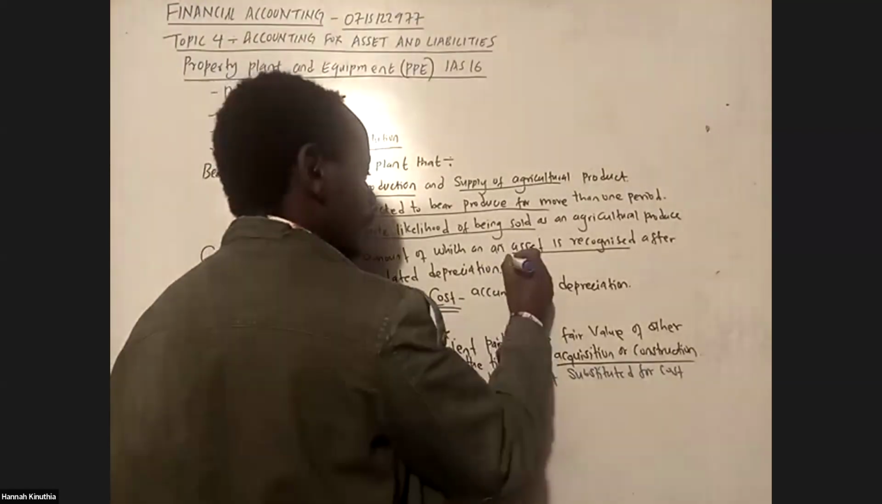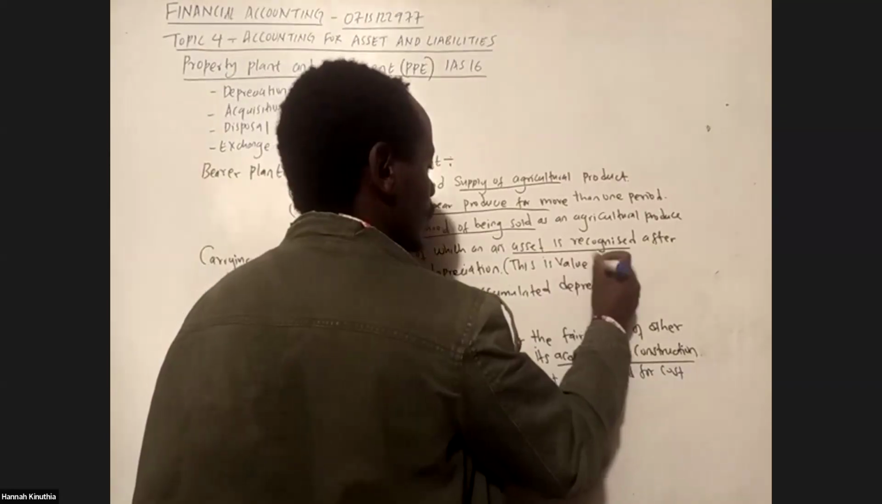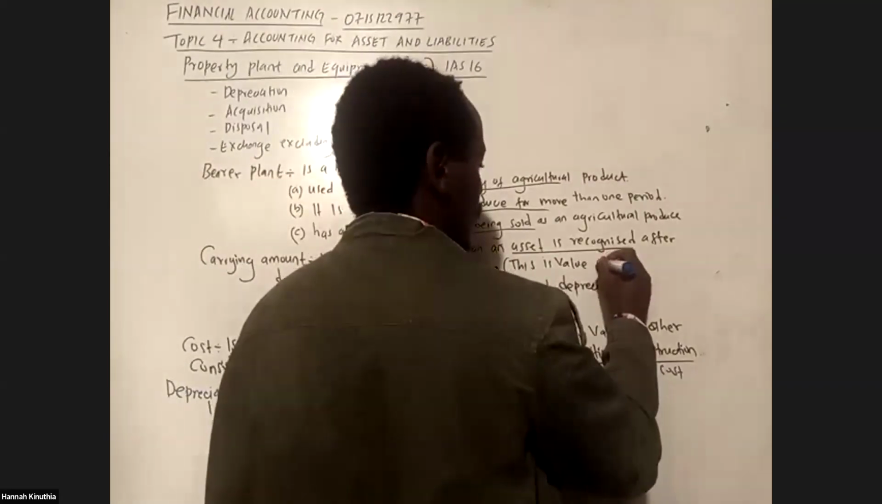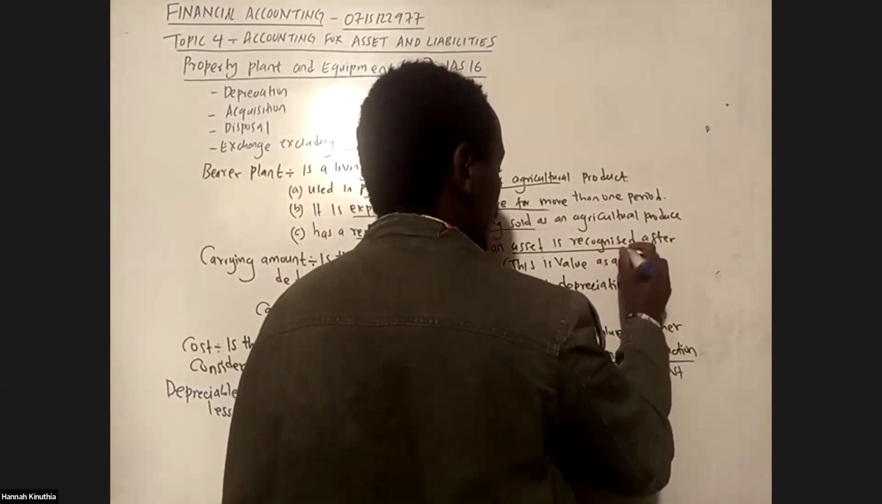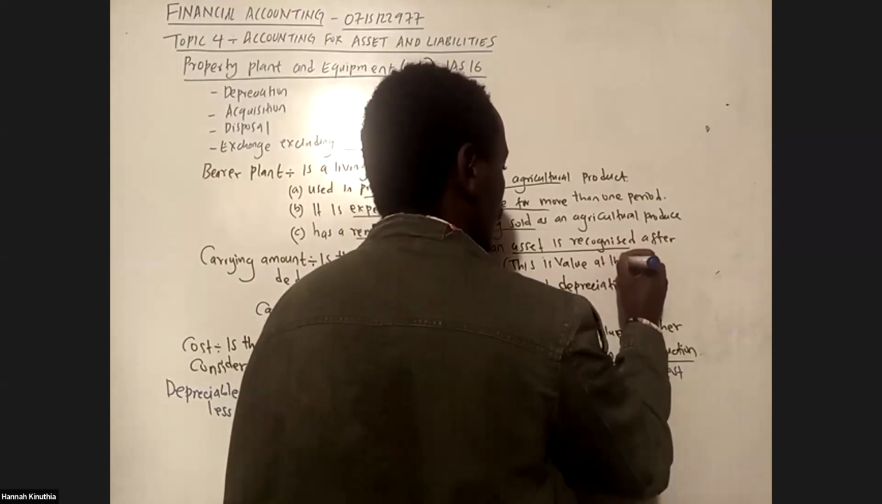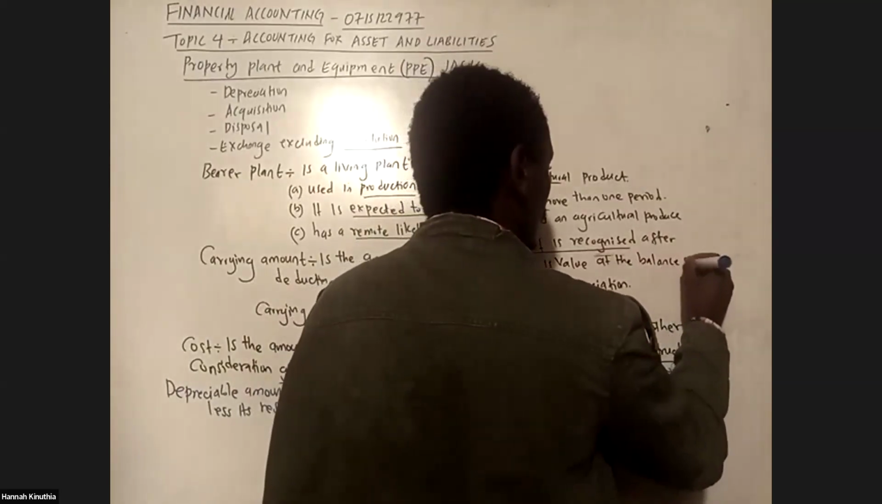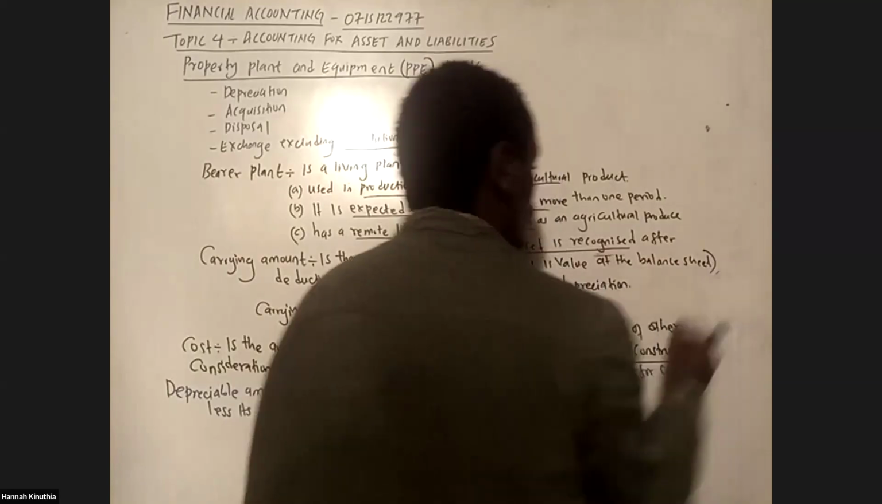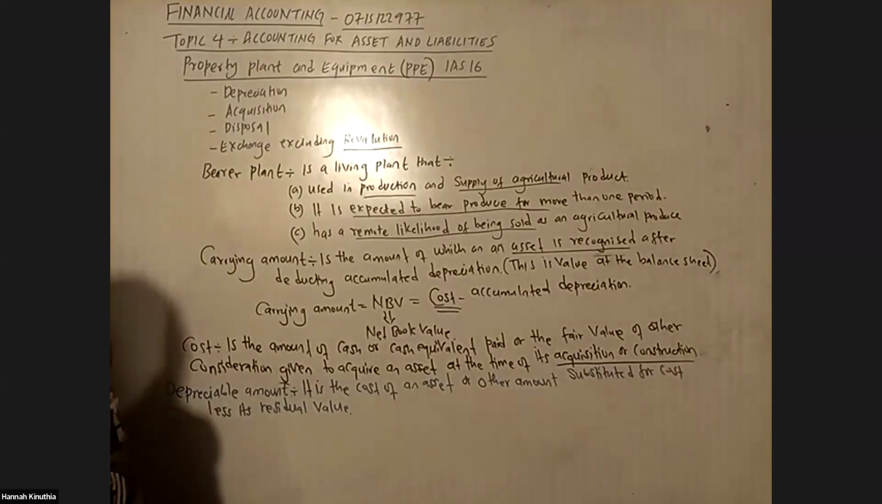You can put it in brackets: this is the value as at the balance sheet, as at the year end. So that value at the balance sheet is what we call the carrying amount, and this is called the net book value.